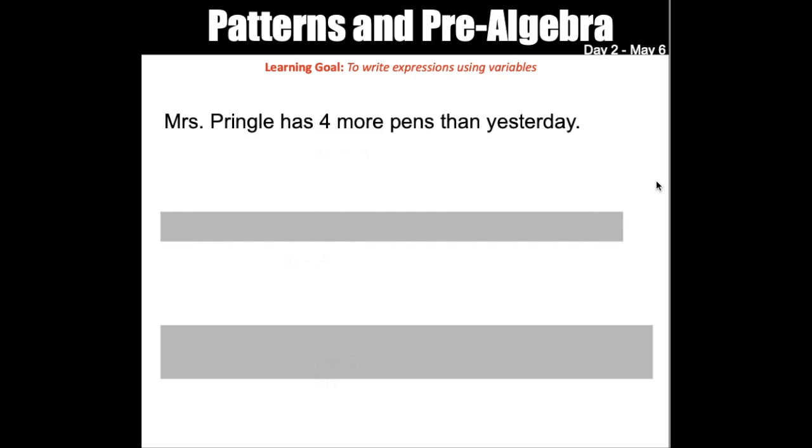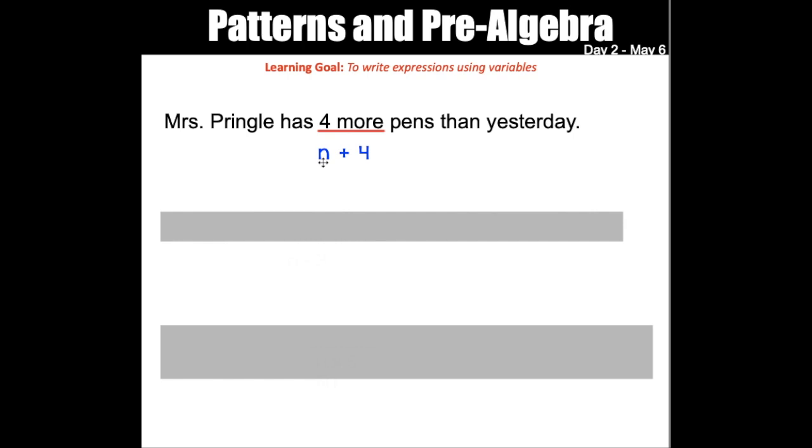Let's look at the operation we're going to be using. The operations can be addition, subtraction, multiplication, or division. It says I have 4 more. What does more mean? Well, it means to add 4 or plus 4. So my variable is the number of pens I started with yesterday. That's what this n represents.